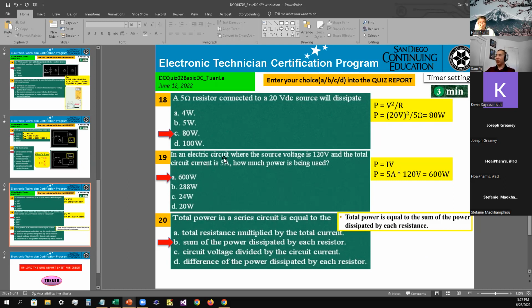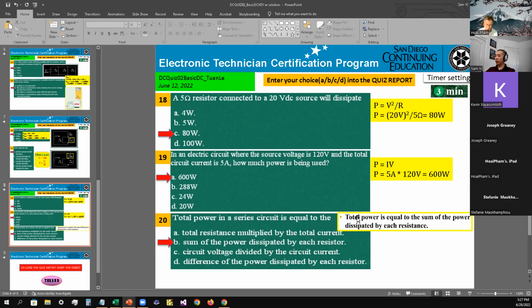Number 19, in an electric circuit where the source voltage is 120 volts and the total circuit current is 5 amps, how much power is being used? Power equals I times V, so current is 5 amps times 120 volts, which comes to 600 watts. So the answer is A as in apple for number 19. Number 20, total power in a series circuit is equal to the sum of the power dissipated by each resistance. That is B as in Bob for number 20.